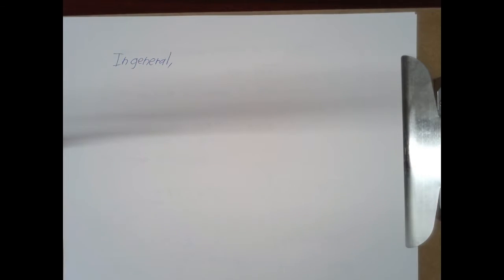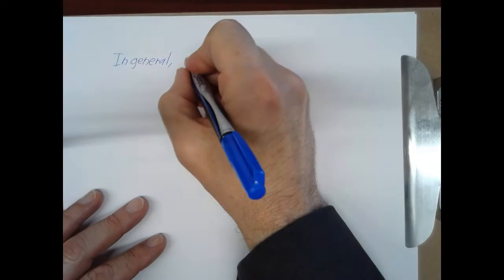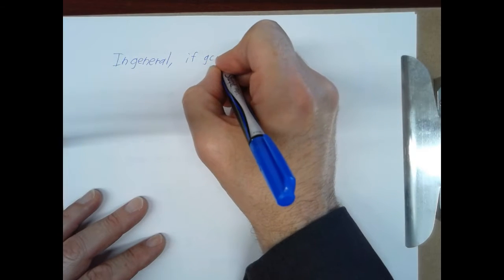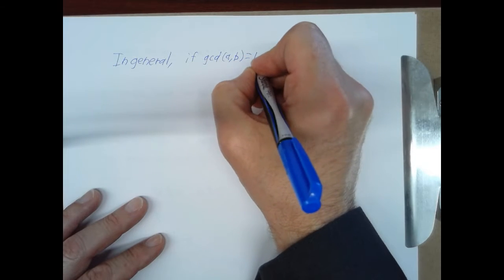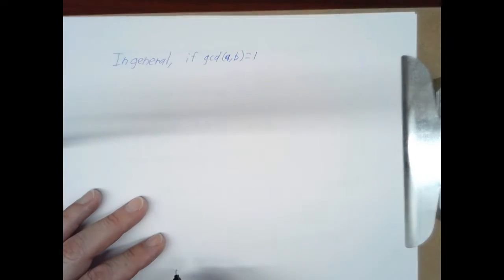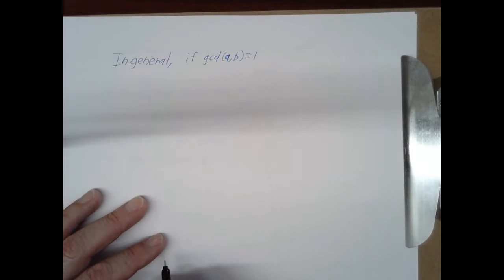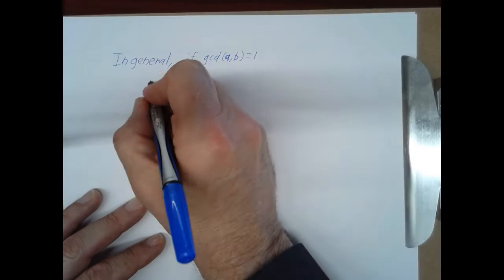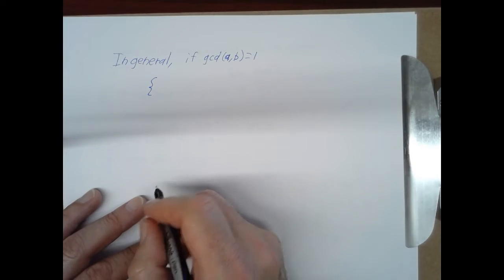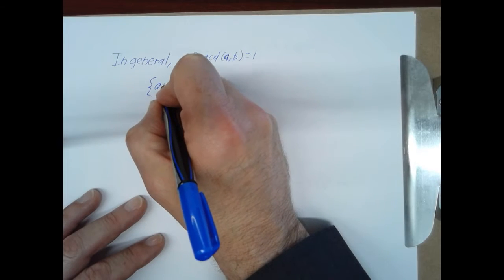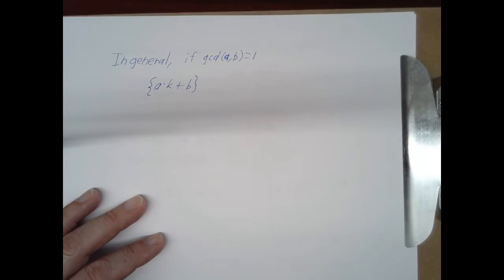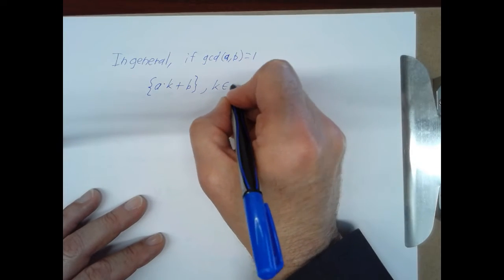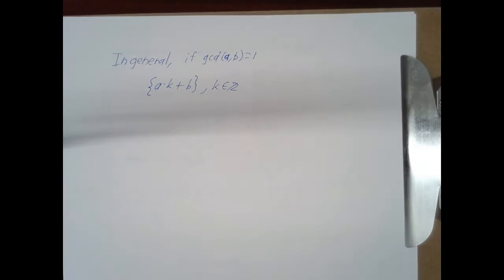So in general, if A and B are relatively prime, so there's no common divisor between A and B, then the sequence consisting of all A times K plus B, where K is an integer, also contains an infinite number of primes.